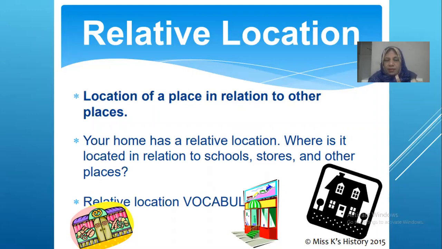For example, your home has a relative location. Where is it located in relation to school, stores, and other places as shown here? This is the shop. For example, this is a famous jewelry shop. It is near to your house. You can give the reference of this shop. Come to the right of this shop, then you can get my house.